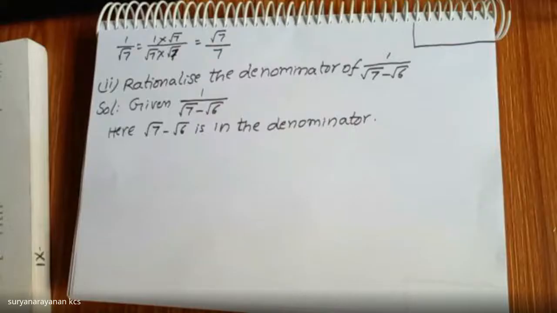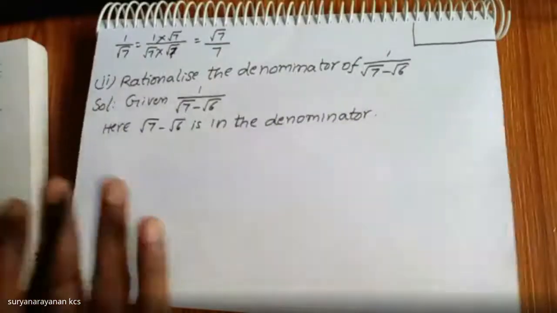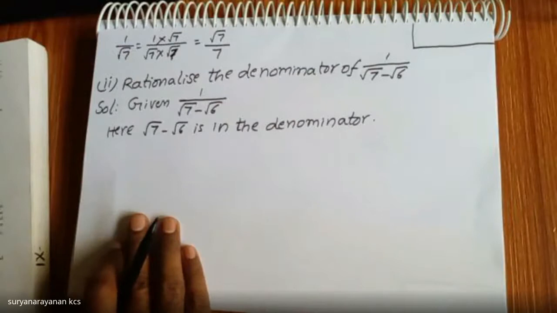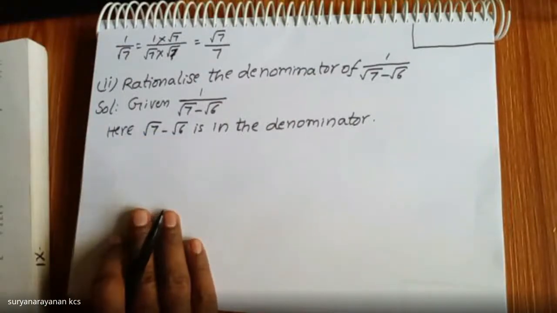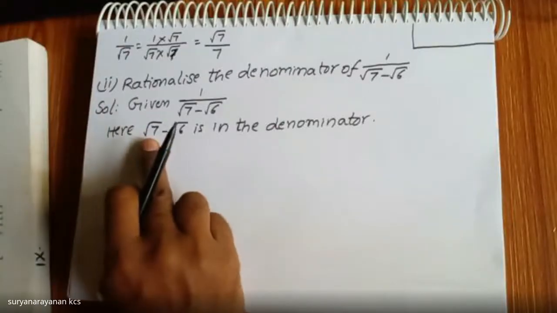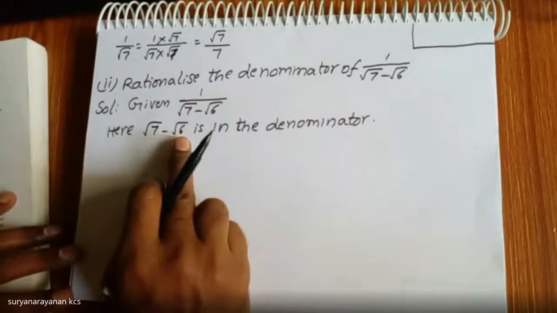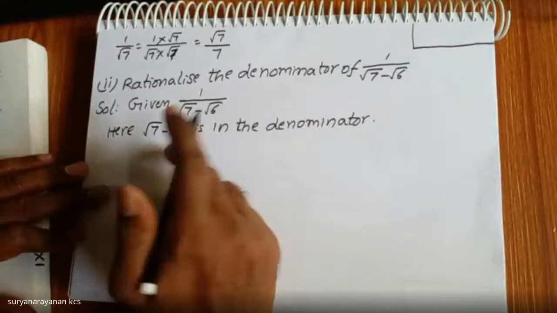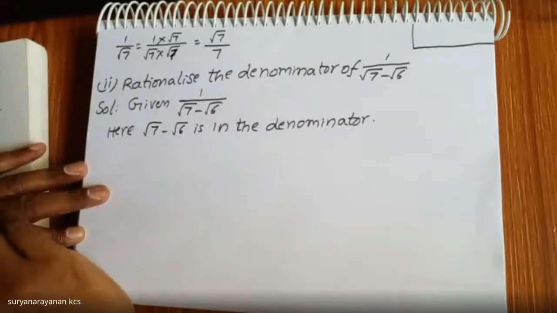Sir, what we should multiply with that root 7 minus root 6? Now, tell me, Sridarshan, which number should be multiplied? Sir, root 7 plus root 6. Yes, very good. We have to multiply by root 7 plus root 6 to make this denominator a rational number. Very good.